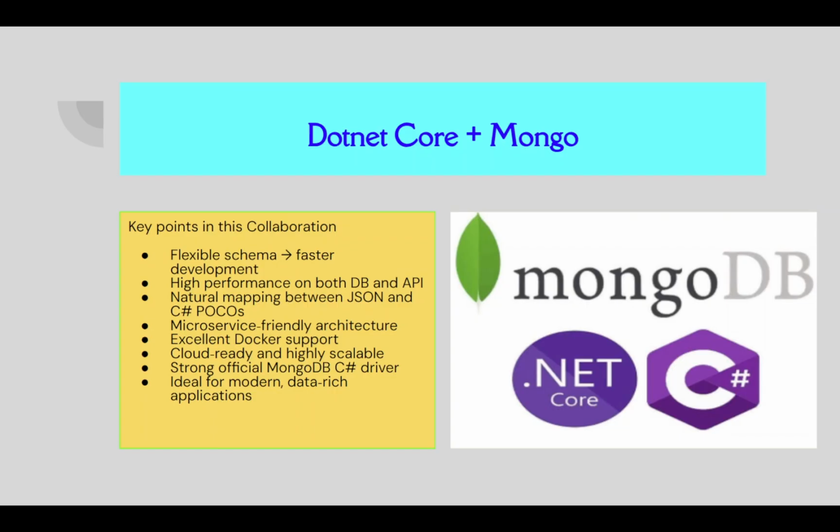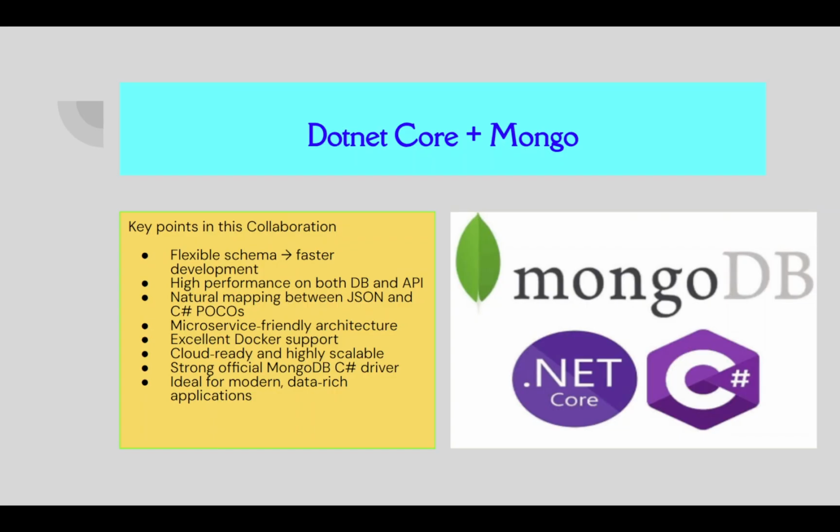And easily you can scale MongoDB horizontally. At the same time, .NET Core is also microservice friendly, which is lightweight, supports cross-platform, and works well with Docker and Kubernetes. So a clean, independent, scalable microservice per domain can be achieved by using this combination.